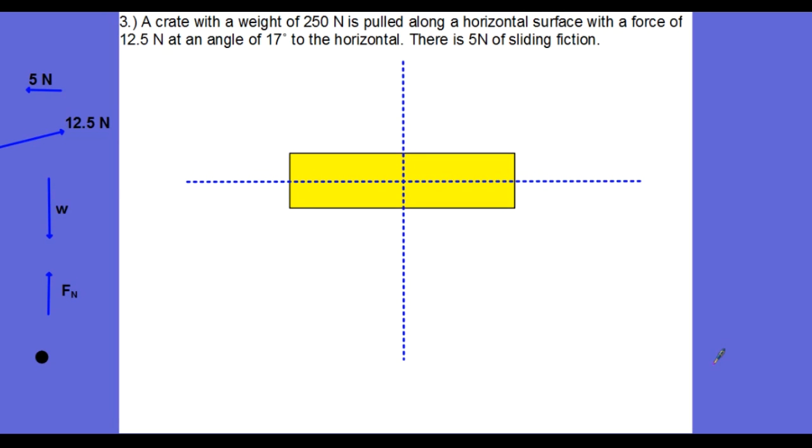Later we're going to look at problems where there are boxes on an incline. If that's the case, I would choose my incline to be the x-axis, and we'll show you that in just a few minutes when we do one of those problems. But right now it's a horizontal surface. So first of all, my center of mass of the crate is right there, and its weight is going to be straight down. Because it's a horizontal surface, the normal force will be straight up.